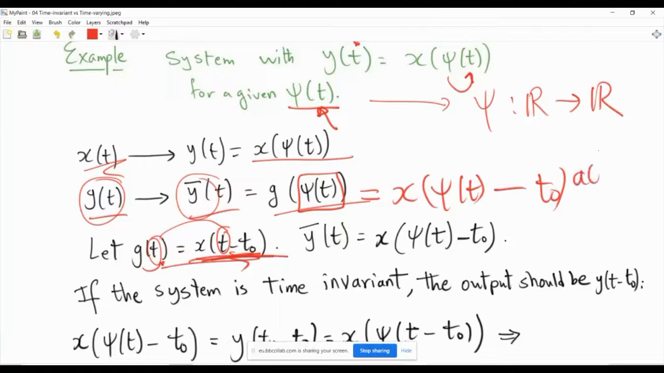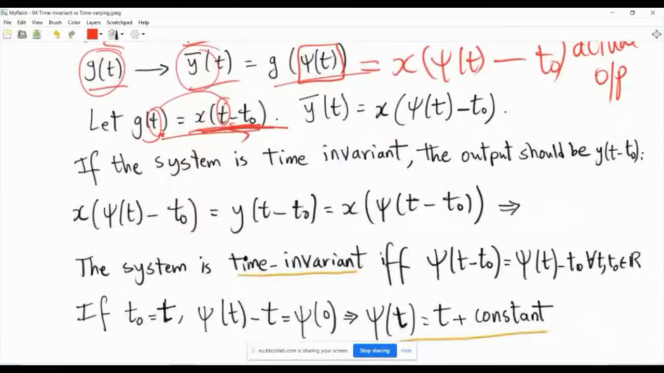So this is the actual output. Actual output based on what? Based on how the system operates, how the system is described. Now, if you want the system to be time invariant, what is the output that you should get? Well, in response to x of t minus t0, the output should be the output in response to x of t shifted by the exact shift t0. So the output should be y of t minus t0, which is this thing here.